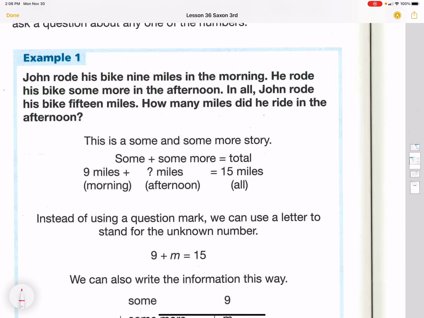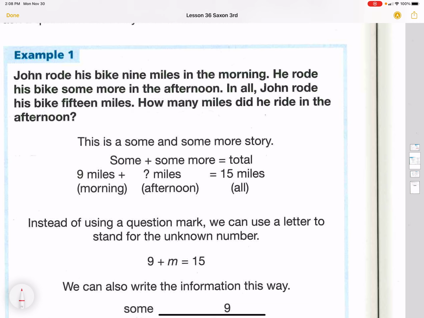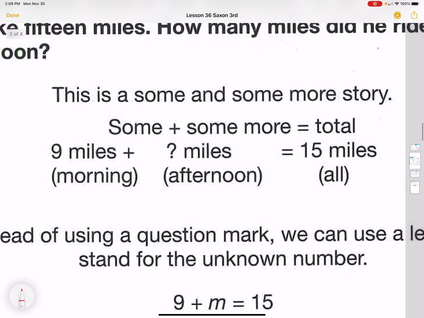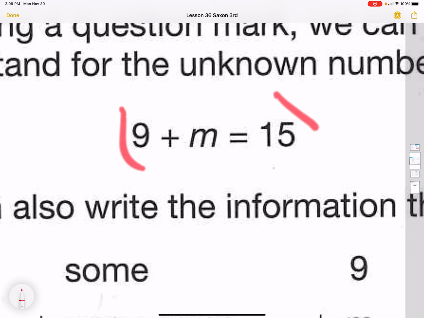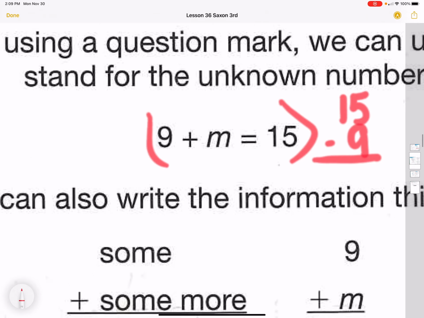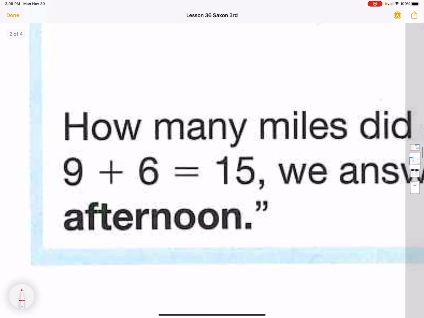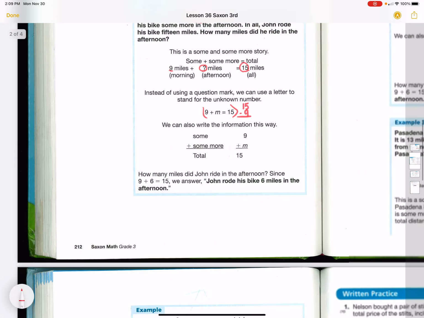So for our first example of a some and some more word problem, John rode his bike some. So he rode his bike 9 miles. He rode his bike some more. In all, he rode his bike 15 miles. So what they've done here is they've given you some, but they didn't tell you how much more he went, but they did give you the total. So in our experience, that usually isn't a word problem. It usually looks like this. And you know how to solve these. You take the sum, 15, minus what you know, 9, and you get 6. Okay, 9 plus 6 is 15.